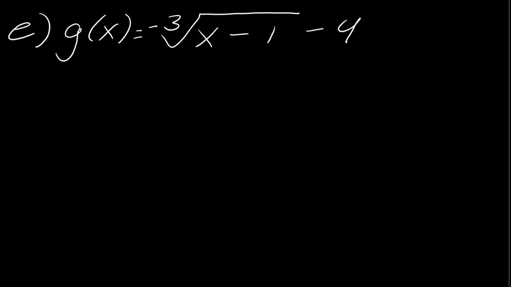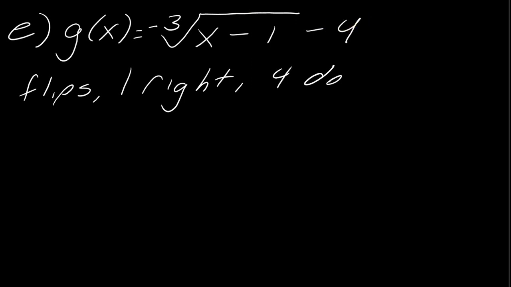To end, here's one more for you with another negative. Maybe just pause here, make sure that you feel solid on this, and then hit play when you are ready. Okay, so we've got the negative here. So this is going to flip. The -1 means that I'm going to move 1 to the right, and then the -4 means that I will move 4 down.